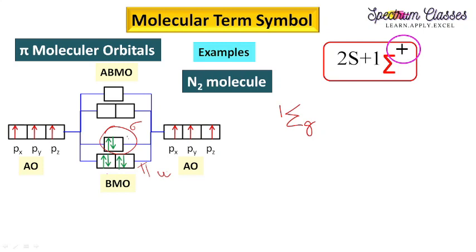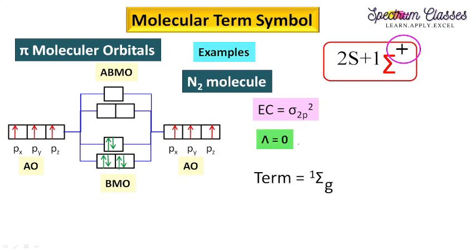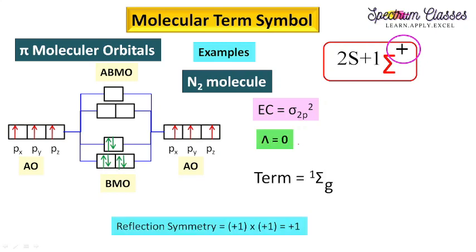Now, what about the inversion symmetry? Since sigma is symmetric about the inversion symmetry, this will be +1. As I told you earlier, for a completely filled shell, you can immediately write this down. This is the trick, right? Now I am going to solve it for you. This is how you can write down the reflection symmetry for the last 2 electrons, or you can consider all 6, and this will be the term symbol for nitrogen.